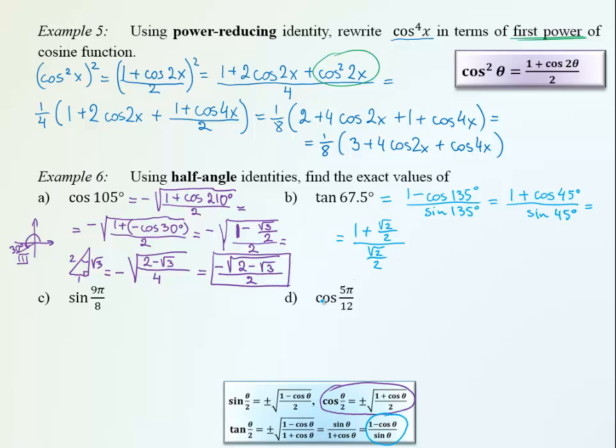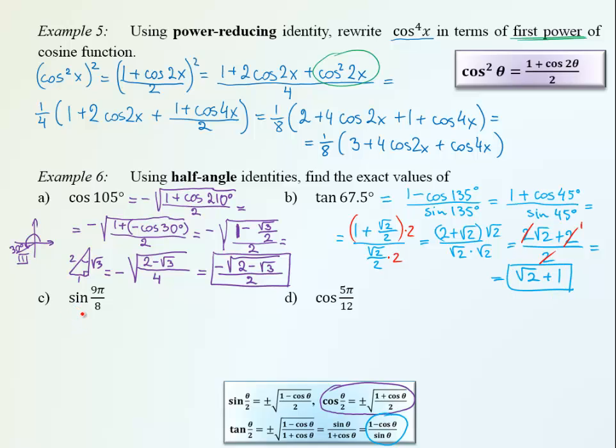What's left to do is to simplify this complex fraction. We could multiply the top and the bottom by 2. That gives us 2 plus root 2 over root 2. And finally, to get rid of irrationality, multiply the top and the bottom by root 2. That becomes 2 root 2 plus 2 over 2. Well, we can do one more step. We could reduce the 2's by factoring it out with the 2 in the bottom, so that makes it 1. So the final answer is just root 2 plus 1.